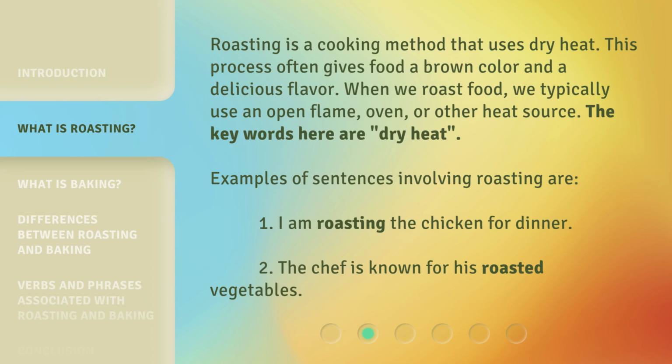Roasting is a cooking method that uses dry heat. This process often gives food a brown color and a delicious flavor. When we roast food, we typically use an open flame, oven, or other heat source. The key words here are dry heat.